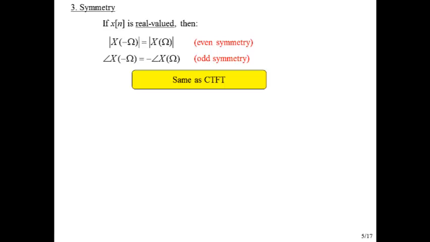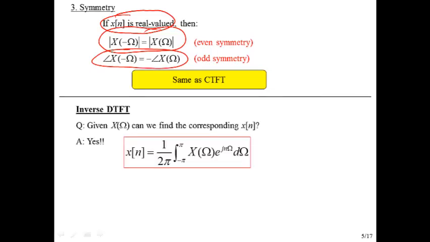Another thing that's the same as CTFT is the symmetry properties. So if our signal is real valued, then we have even symmetry on the magnitude and odd symmetry on the phase. So that's exactly like what we saw for the CTFT as well.